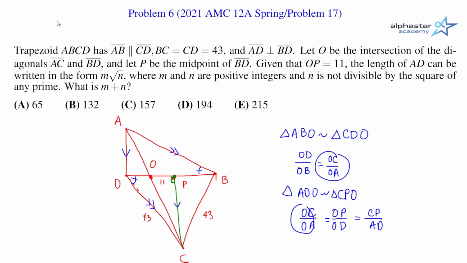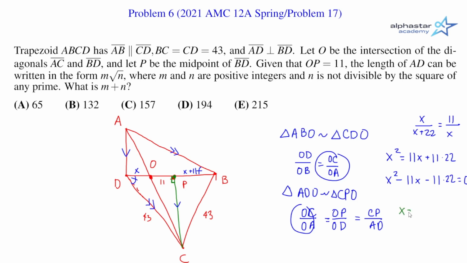So now's a good time to assign variables. Let's say OD is x. This makes OB equal to x plus 11. Then we get that OD over OB, which is x over x plus 22, is also equal to OP over OD, which is 11 over x. So now we actually just have an equation in x that we can easily solve. In particular, we cross multiply to get x squared equals 11x plus 11 times 22.